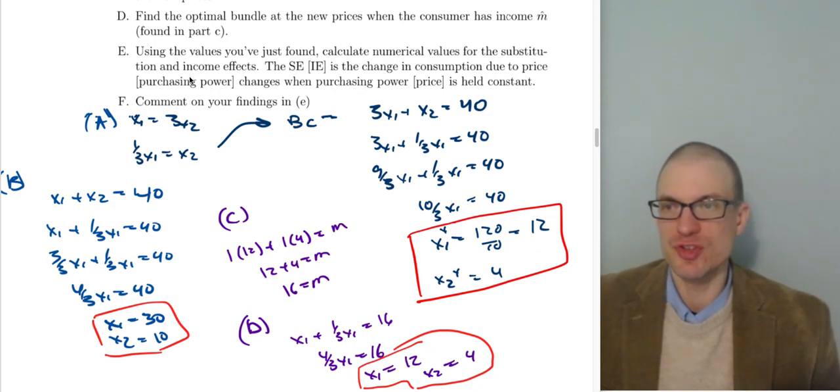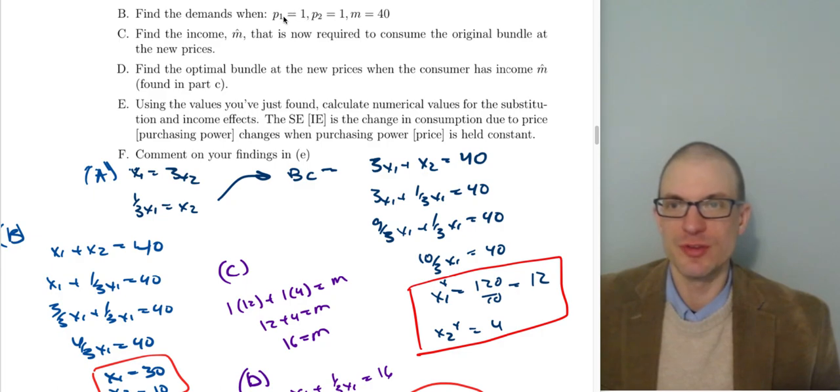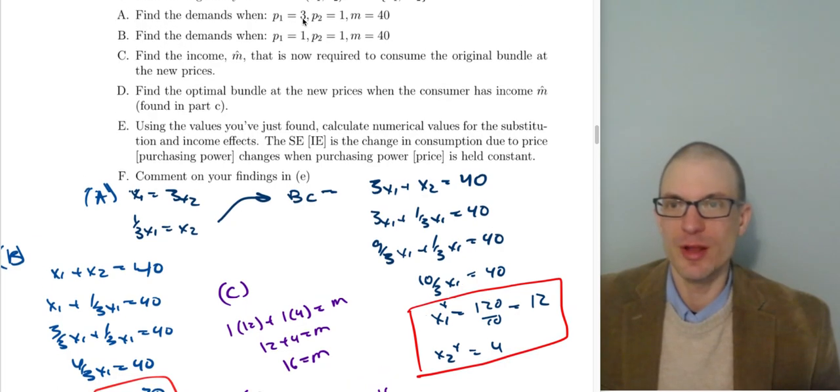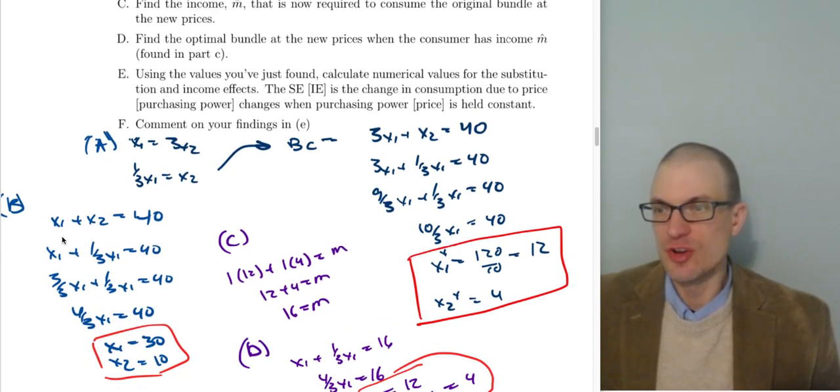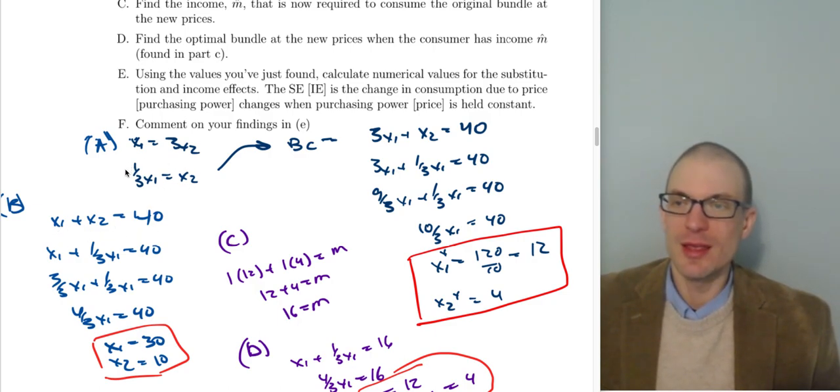Now the prices have changed. So for part B, the price of good 1 has fallen to 1, right? Previously it was 3, now it's 1. Here's my new budget constraint, x1 plus x2 is equal to 40. My ray through the origin, my preferences haven't changed. So this relationship is still the same.